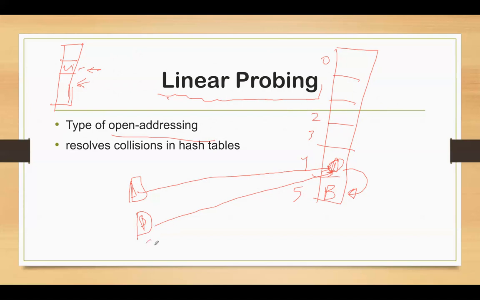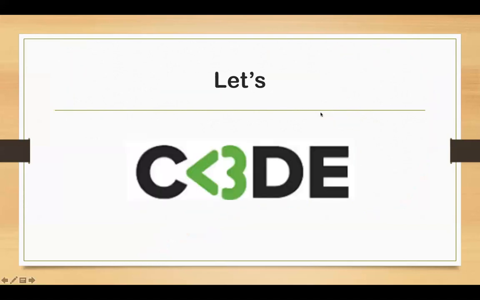Another example: suppose C is there and its hash function calculates its hash index to be 5. Then it will tell me to go back to the start of the array, and over here you save C. So this is how the linear probing algorithm works. Let's go into our IDE and try linear probing with the hash function and the hash table that we had implemented in the previous video.